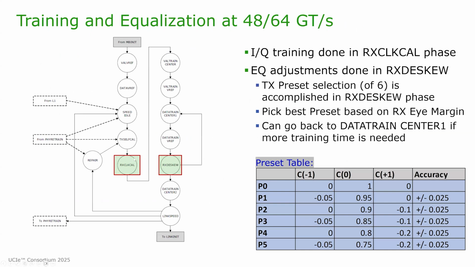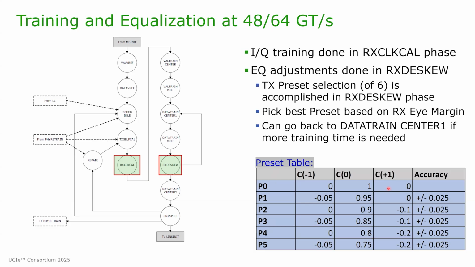The IO training is done in this RX calc state, and this is where you adjust the preset values. So if you need more time to do your equalization, then you can always take the arc back from this state to the data train state, and then come back and pick up from where you left off in terms of the equalization setting, if that's what is needed. And there are 6 sets of presets that are listed here along with the coefficients. So you pick whatever works the best for getting your RX margin.